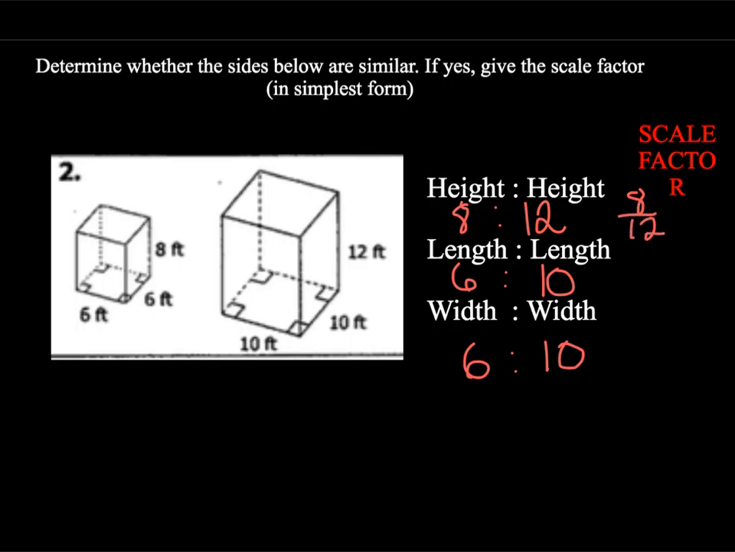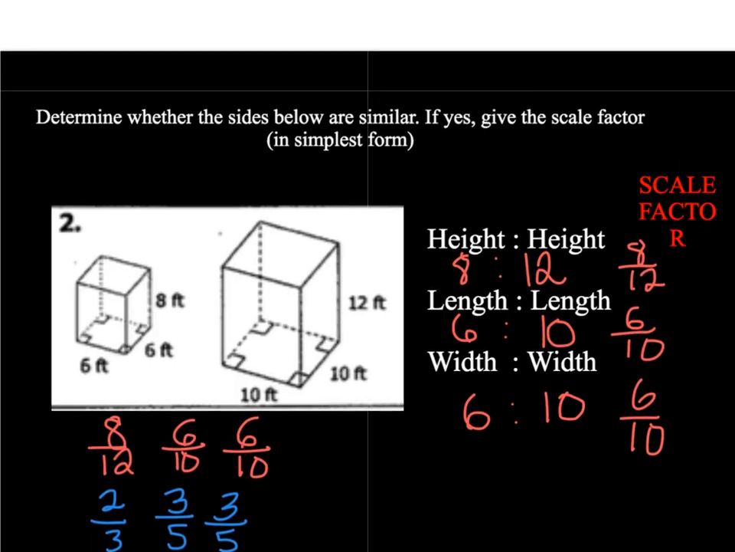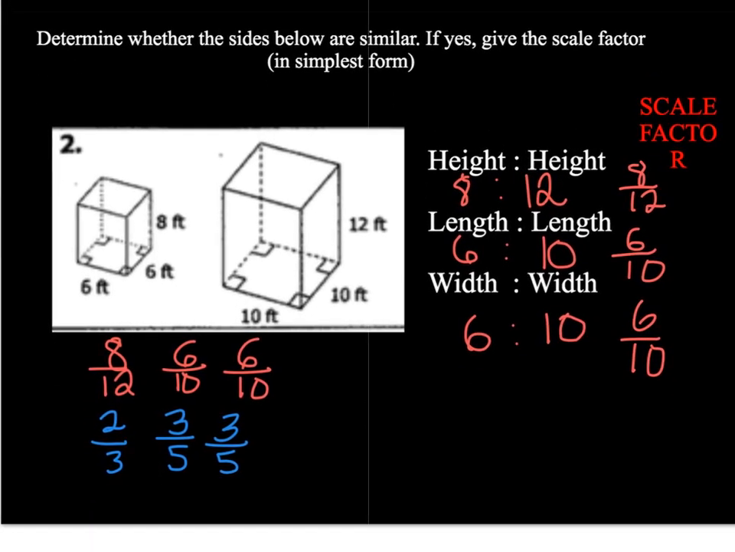So we're going to reduce 8 over 12. We're going to reduce 6 over 10 and 6 over 10. We have two sides that are the same. Let's see what we get. I've simplified my ratios here at the bottom, and I get 2/3, 3/5, and 3/5. So if the ratios are all the same, it is similar solids. If they're different, we are going to have to say no.